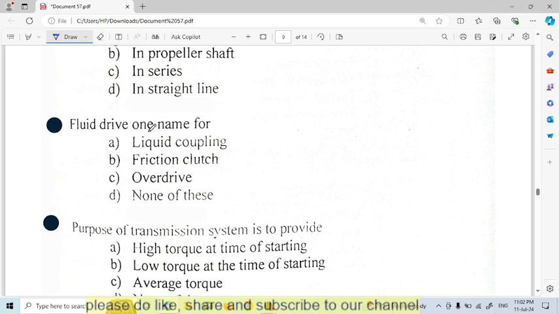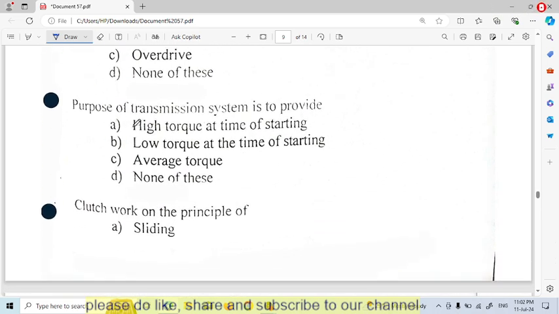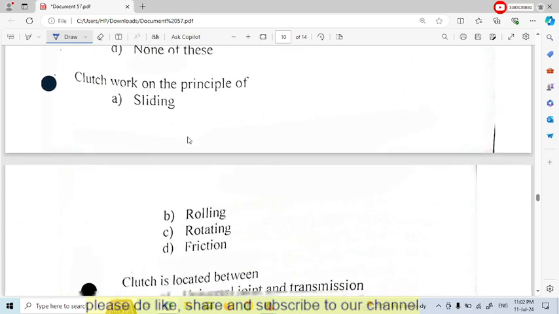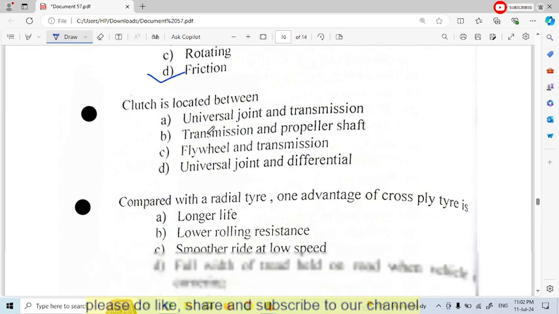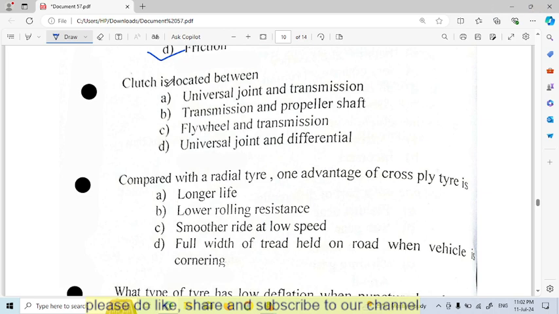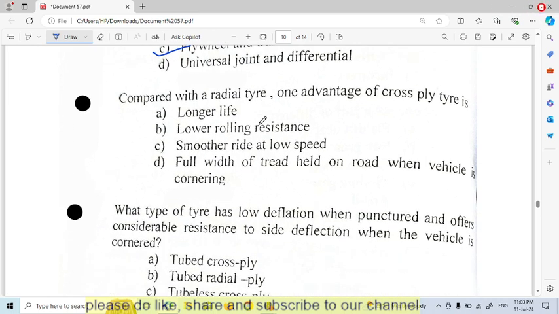Fluid drive, the other name is liquid coupling. Okay. The purpose of the transmission system is to provide high torque at the time of starting. The clutch works on the principle of friction. Okay. Option D is the correct answer. Next, the clutch is located between the flywheel and the transmission system.